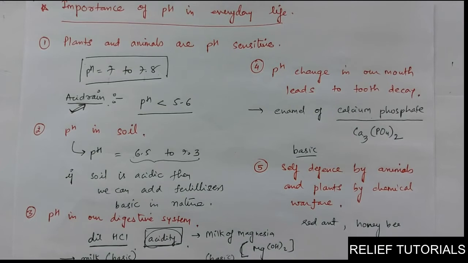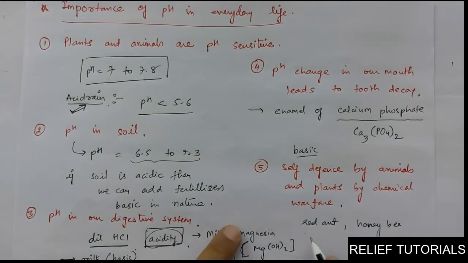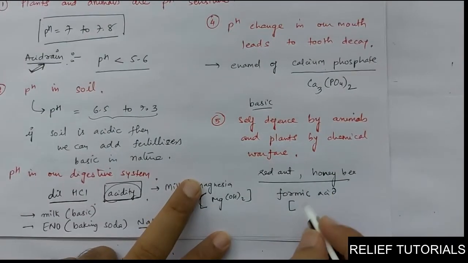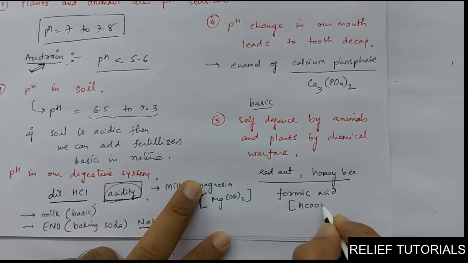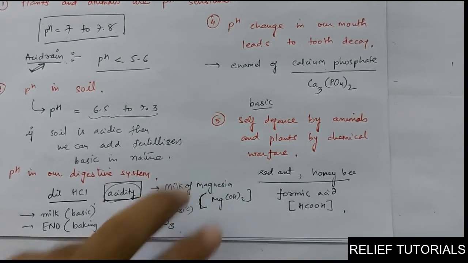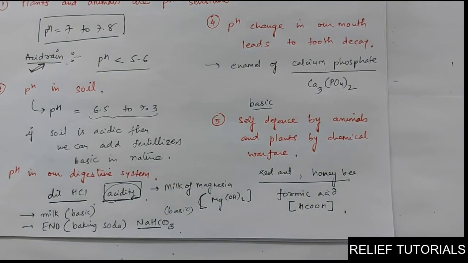This type of insects, when they bite us, inject formic acid in our body. The chemical formula for formic acid is HCOOH. When a red ant, honeybee, or many such insects bite us, they inject formic acid in our body, and it creates a particular type of pain, irritation and swelling in that region.